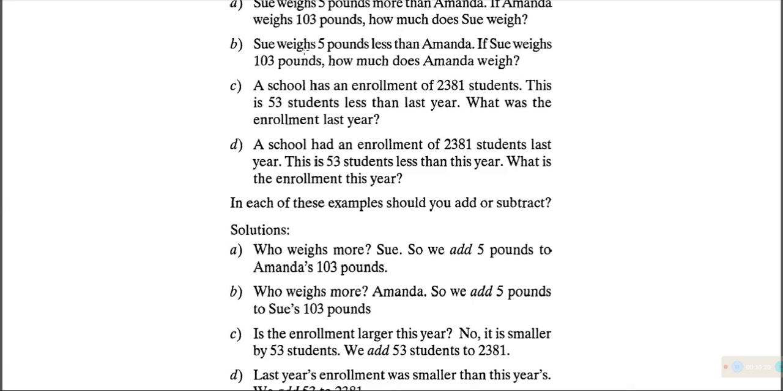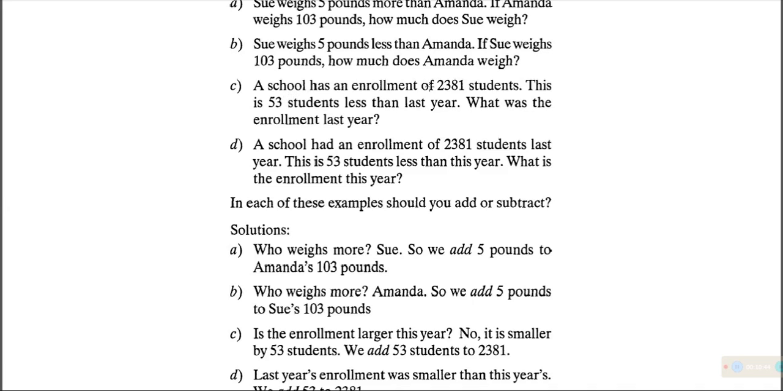Amanda kaysa kay Sue. So, kahit na 5 pounds less than Amanda yung nakalagay sa kanya, actually, your operation here should be addition. So, you have to add 5 to Sue's weight to get Amanda's weight. So, you are going to have 103 plus 5, 108 pounds. Same as number 1. Now, how about now, letter C?